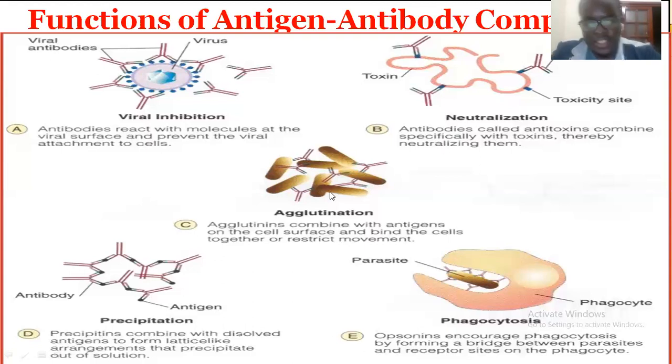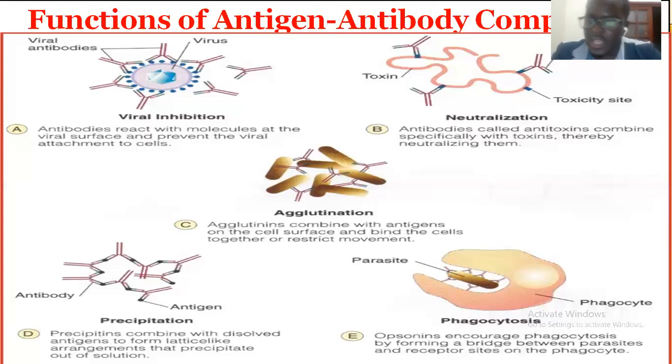Then the other function is agglutination. So agglutination, just like we have agglutination of blood: if there's a mismatch of blood groups and you transfuse blood that is not compatible to a patient, you find that there is agglutination. Why? It's because there will be antibodies that will be specific for the antigen that is found within the plasma membrane of erythrocytes or red blood cells. So they form agglutination or clumping of cells.